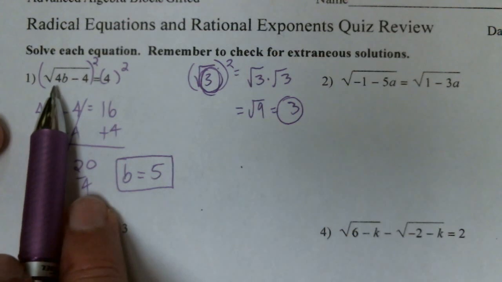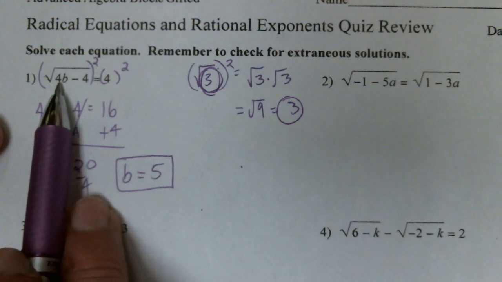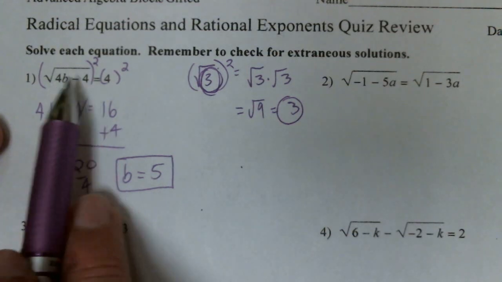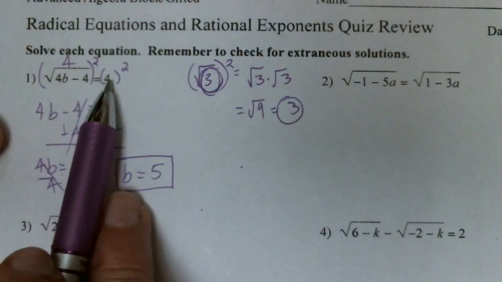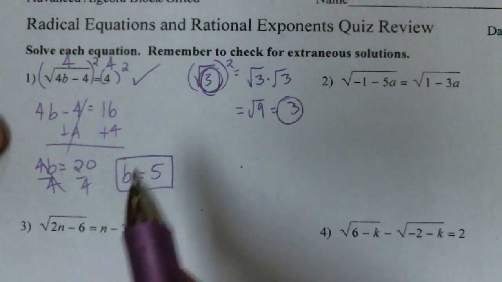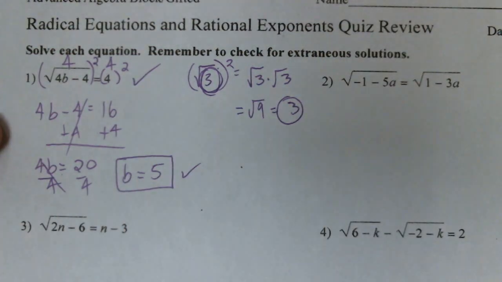Okay, so when I plug in 5, 4 times 5 is 20. 20 minus 4 is 16. The square root of 16 is 4. So I have 4 on the left, and I have 4 on the right. So check, that works. So that is a solution.